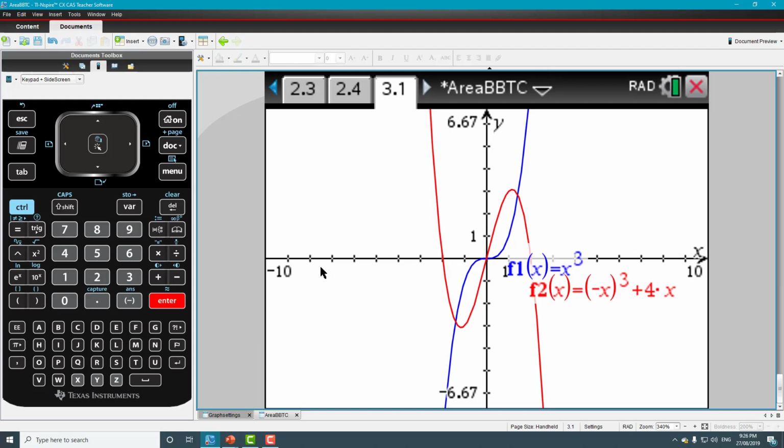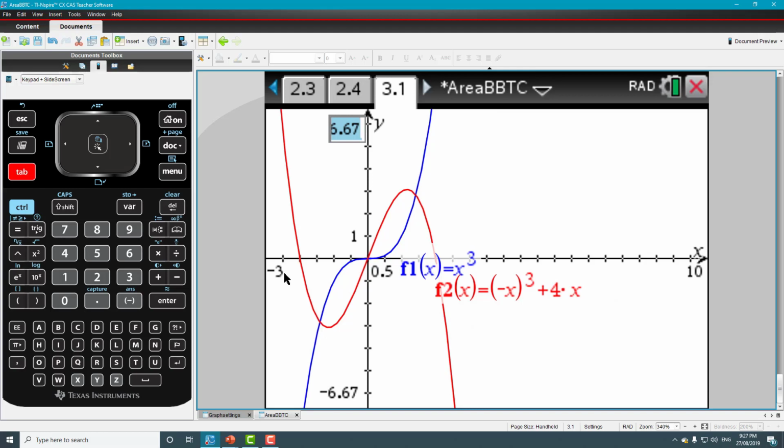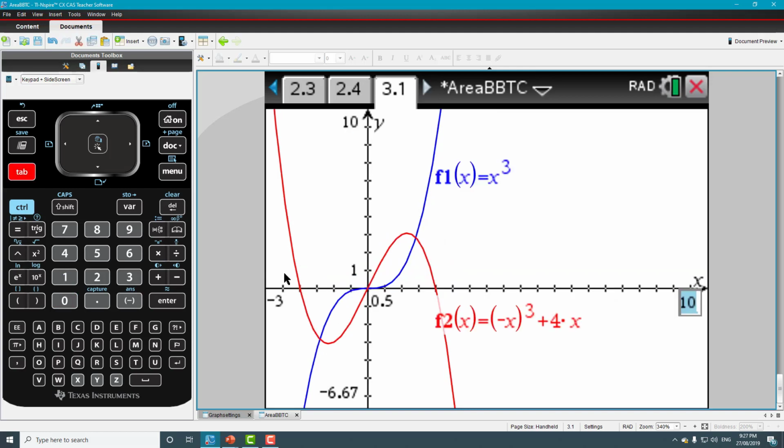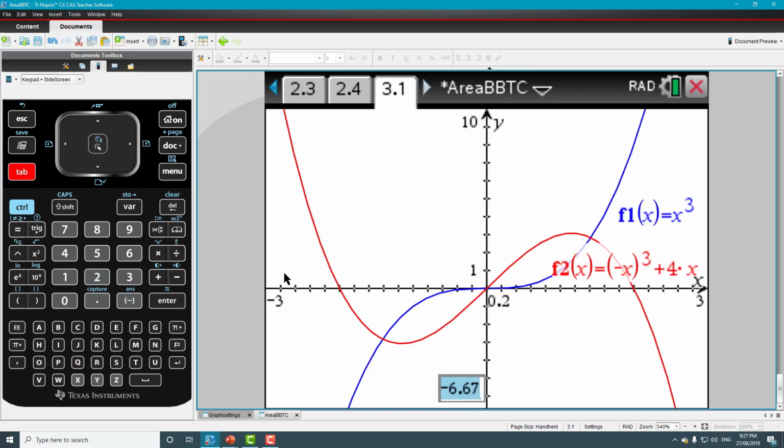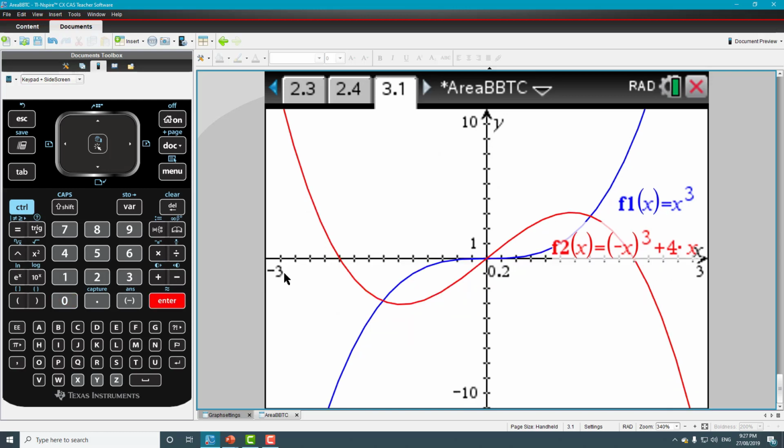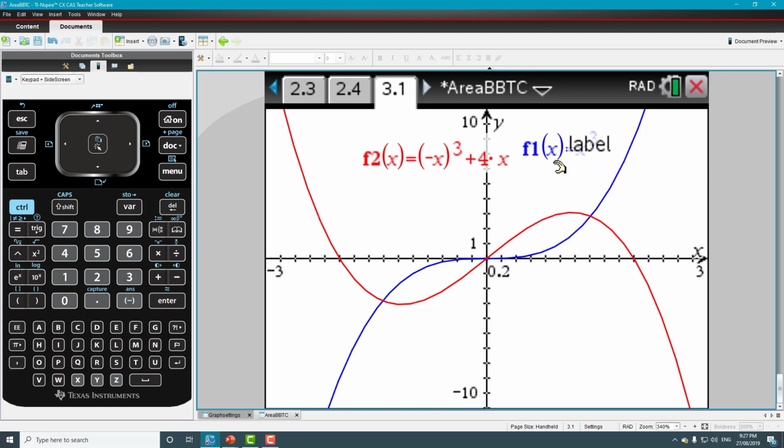Now I don't really need that much on the scale, so if I change that to maybe negative 3 and tab to the next point, probably change that to 10 and tab to the next point 3 and then tab there and maybe go to negative 10. So I get a graph where I can clearly see the points of intersection and everything. I'm just going to move these out of the way. Now I'm going to use the graphing method first.